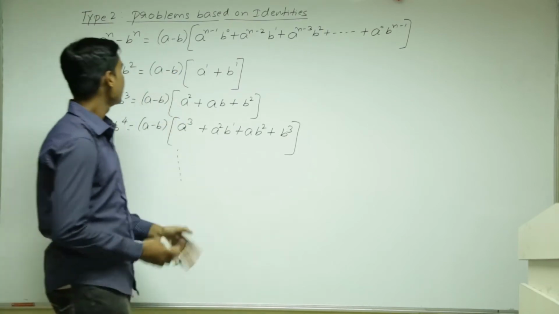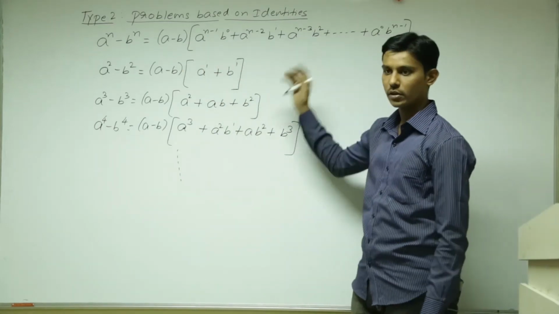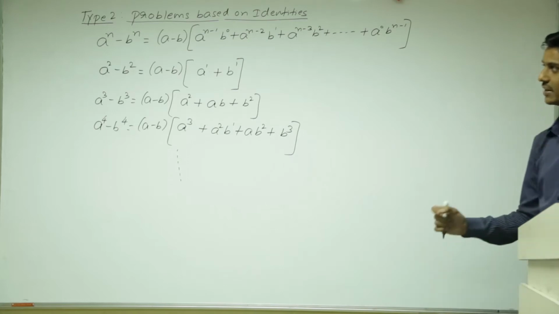First write down these things: a power n minus b power n notation. This is given by (a - b) into whatever is written on the board. Please write. It's a very, very easy way of remembering it.